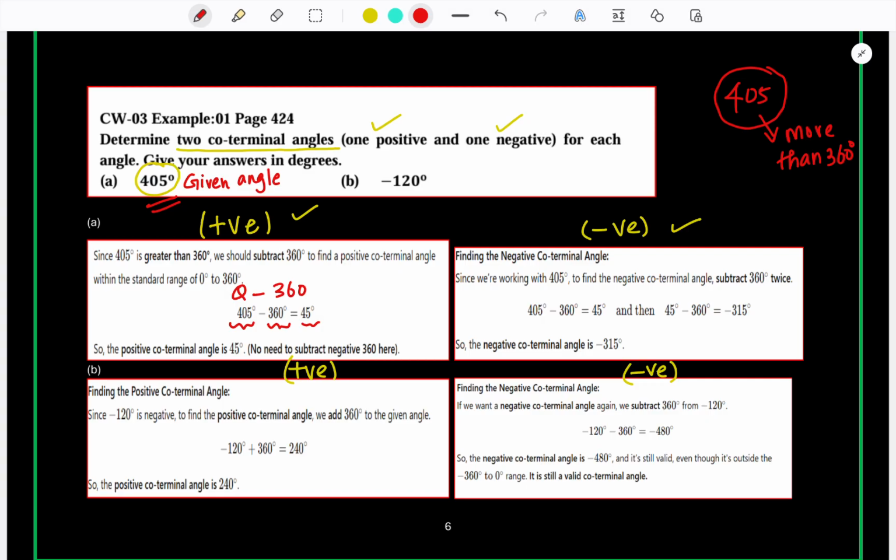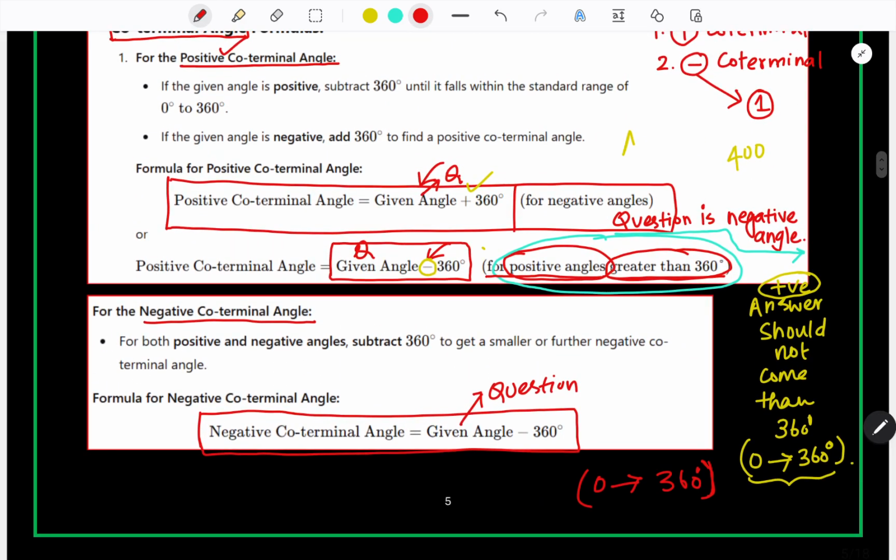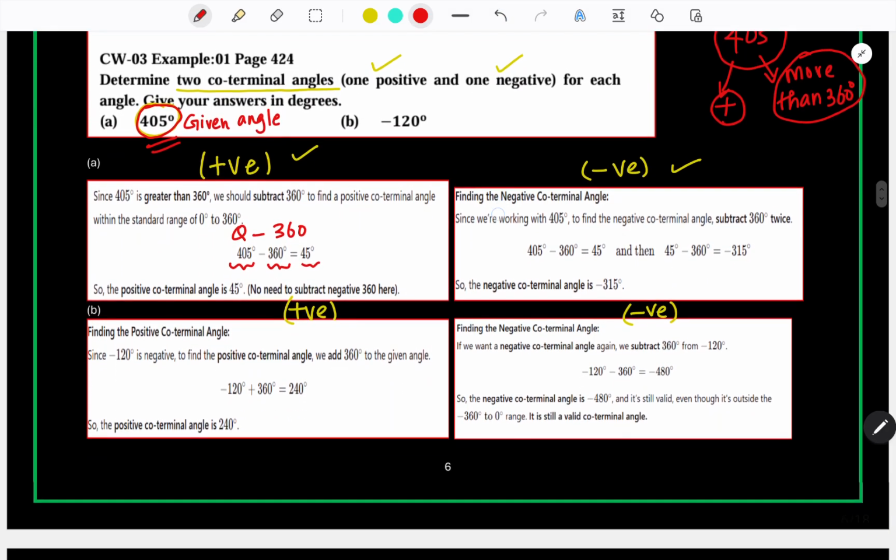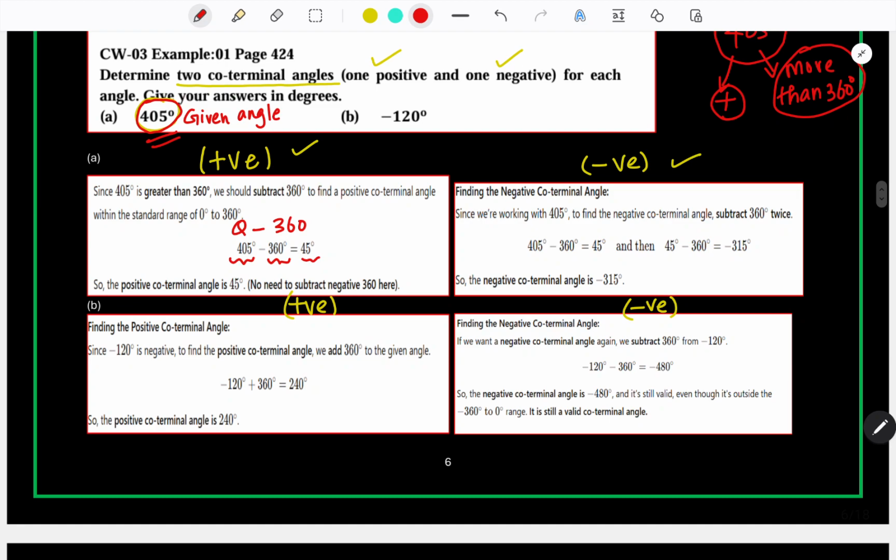Understand? Once again, your given angle is 405, which is positive and more than 360. If it is positive and more than 360, what is the formula? The formula is given angle minus 360 degrees. So what is your given angle? 405 minus 360 is 45. Next, we go for the next question, positive angle. Then I will come to the negative angle.